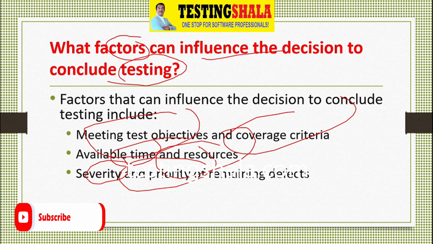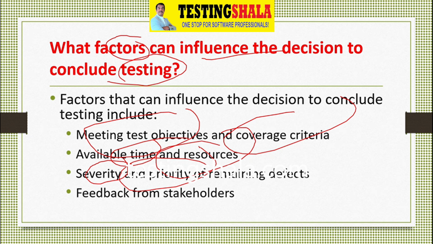If it is having higher severity defects or higher priority defects, then we cannot conclude the testing. And we should also take feedback from the various stakeholders. It could be from the senior leadership team, the development team, or even the client, to assess whether we are concluding the testing or not.